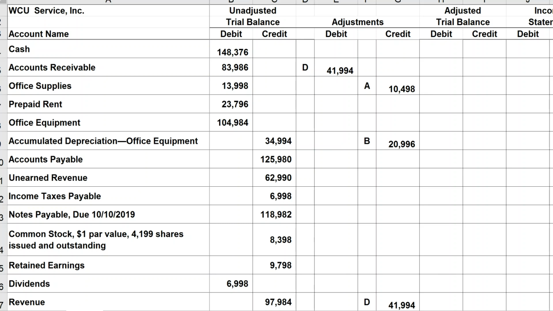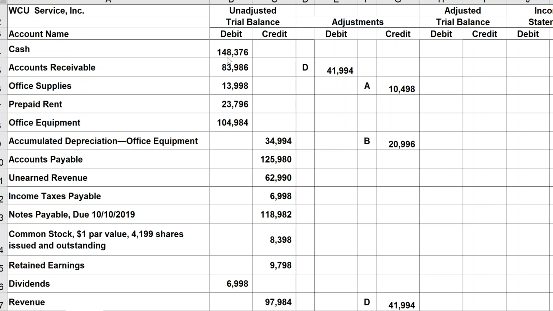In part 3 of our tutorial, we're going to start working on completing our worksheet. The next step in completing our worksheet is to calculate our adjusted trial balance. To calculate our adjusted trial balance, we're simply going to take our unadjusted trial balance and add any amounts of adjusting entries to get to the final total. So let's start with cash.